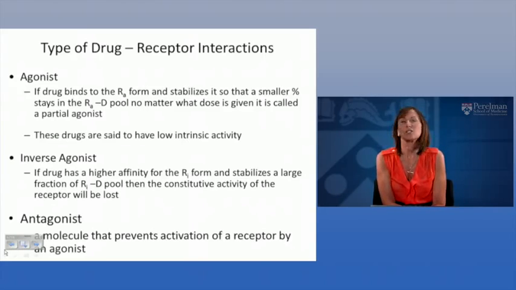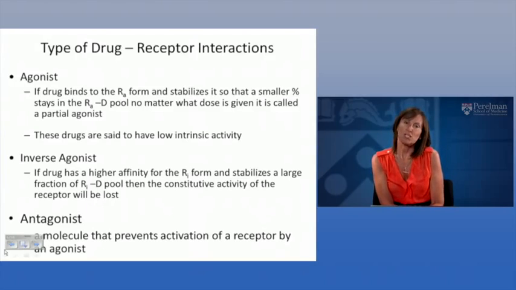It's inverse because it removes some of the natural inherent property of the receptor, the constitutive activity, but it's called an agonist because it's still binding to the receptor.